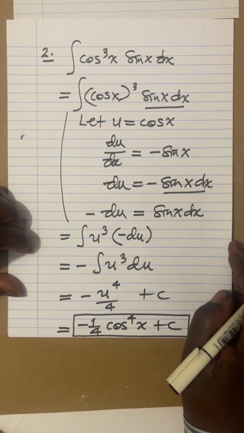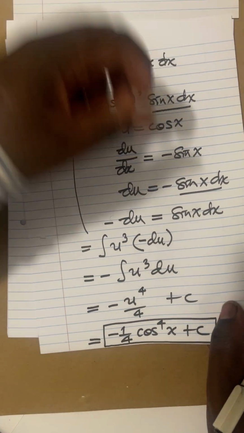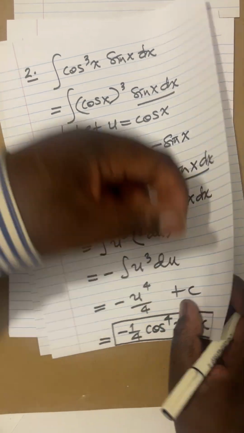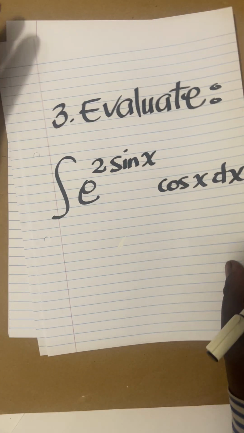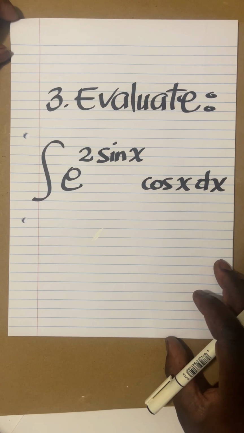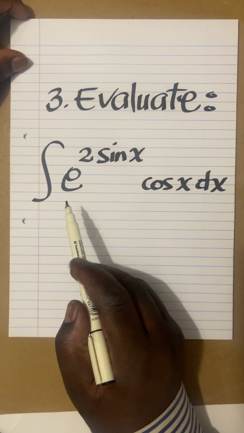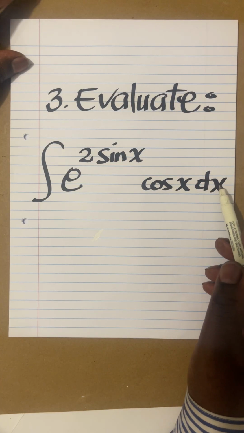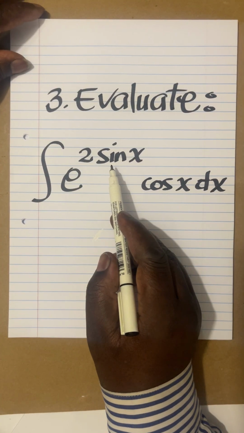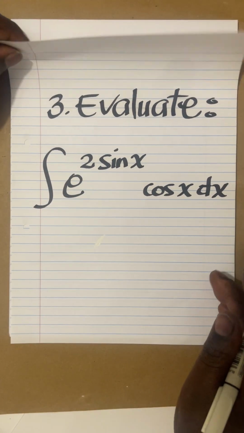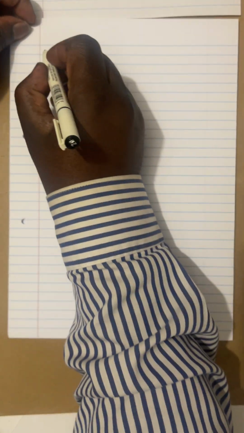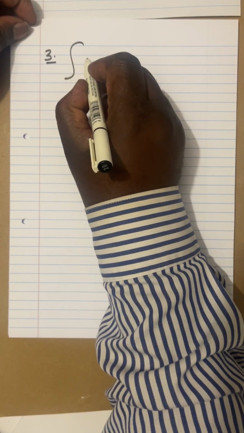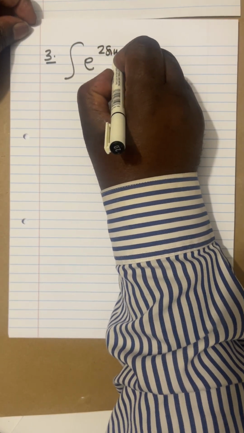Let's move on to the third integral. So the third integral for today is this one. There is our third integral. We're supposed to evaluate the integral of e to the power 2 sine x cos x dx. Again, when you have a power, in most cases, you have to let the power be equal to u. So in this case, number 3, we're going to say the integral of e^(2 sin x) cos x dx.